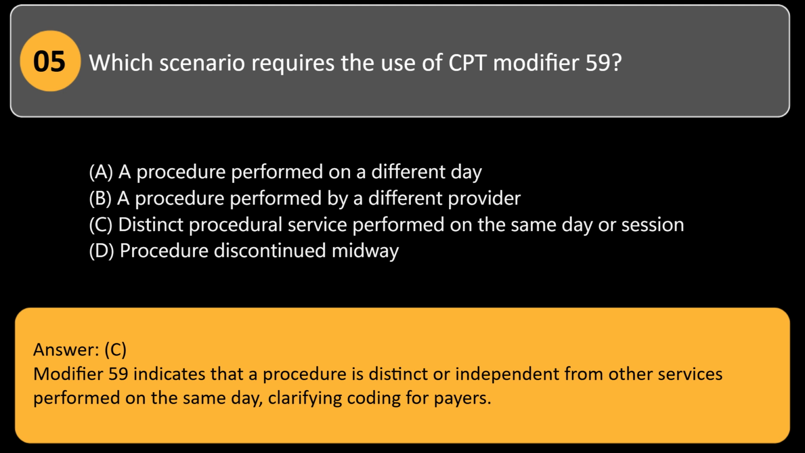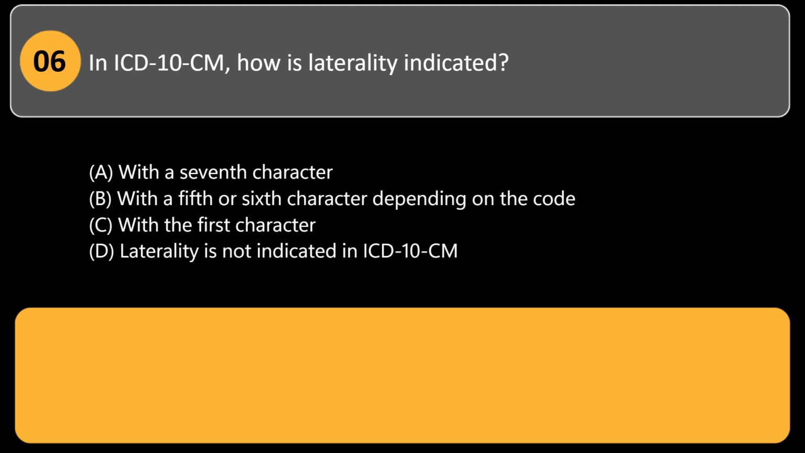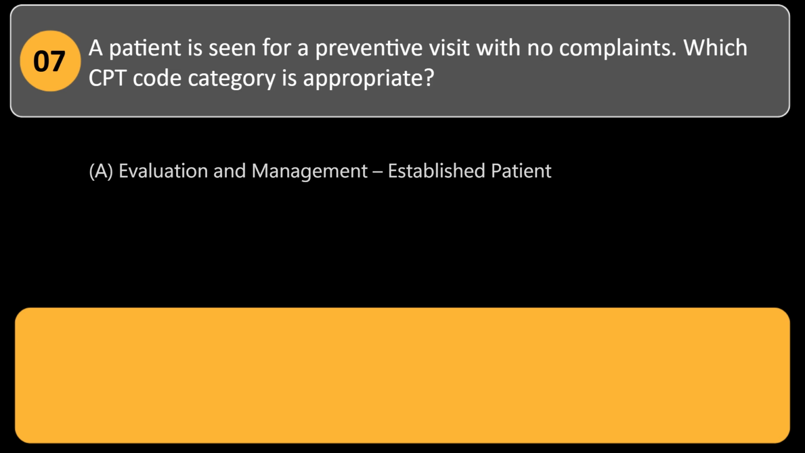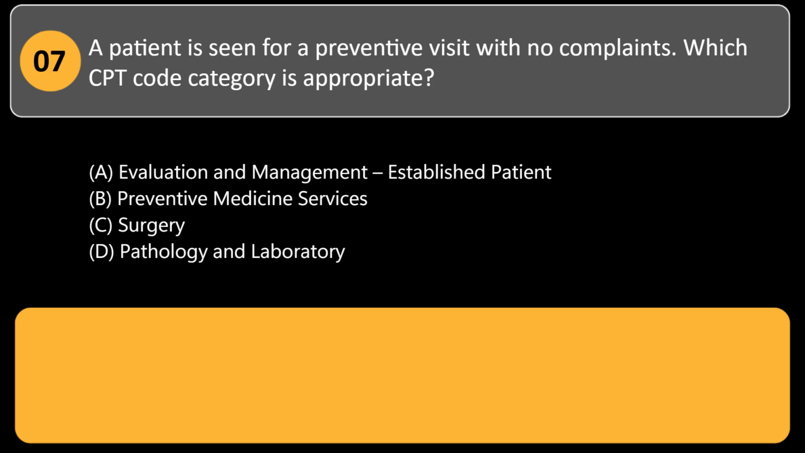In ICD-10-CM, how is laterality indicated? A. With a seventh character. B. With a fifth or sixth character depending on the code. C. With the first character. D. Laterality is not indicated in ICD-10-CM. Answer: B. Many ICD-10-CM codes use the fifth or sixth character to specify left, right, or bilateral involvement of a body part.